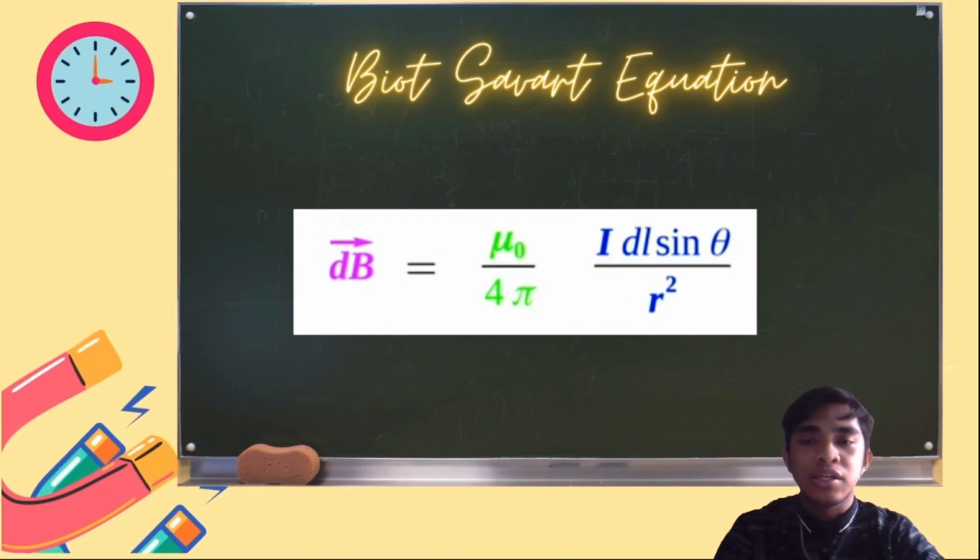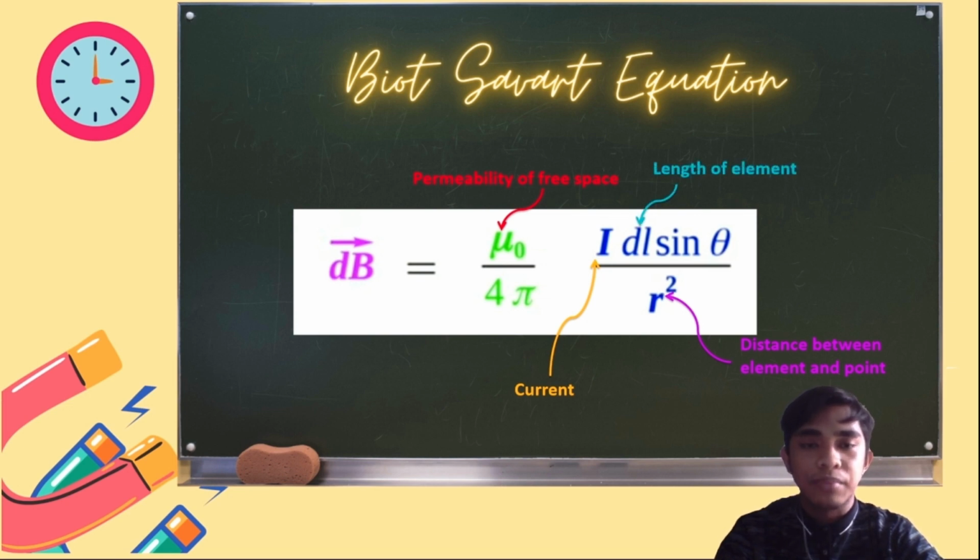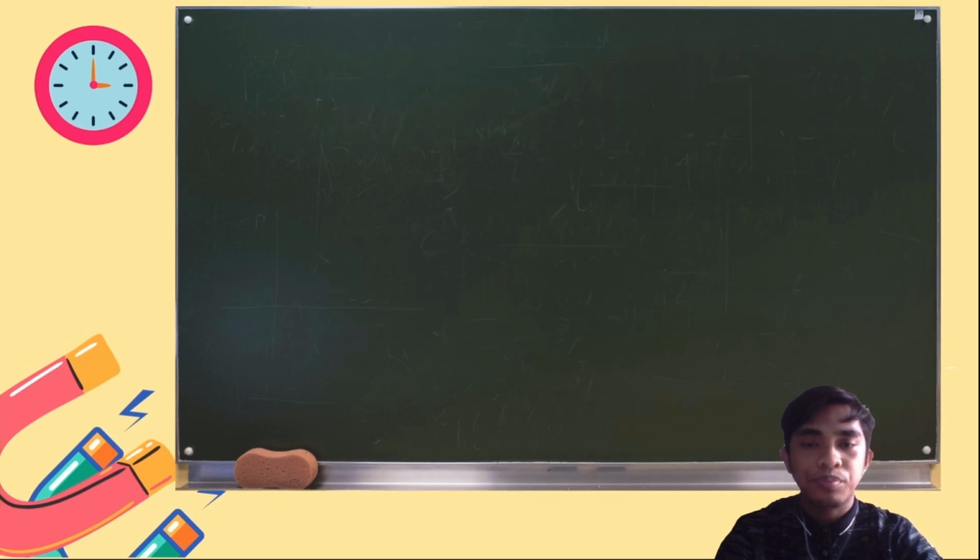Okay, this is the equation of Biot-Savart's law, which is dB equals mu naught divided by 4 pi times I dl sin theta over r squared. And we know that mu naught is the magnetic constant, which is the permeability of free space, I refers to the current, r is the distance between the element and the point, dl is the length of the element, and the last one is theta, which is the angle between dl and r.